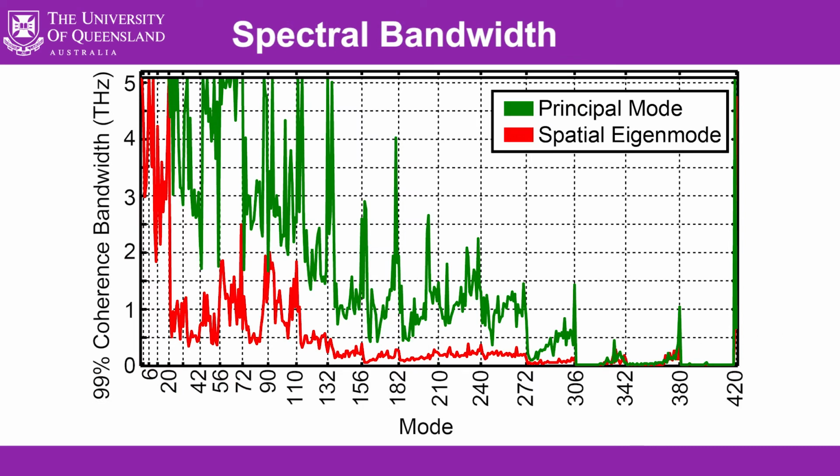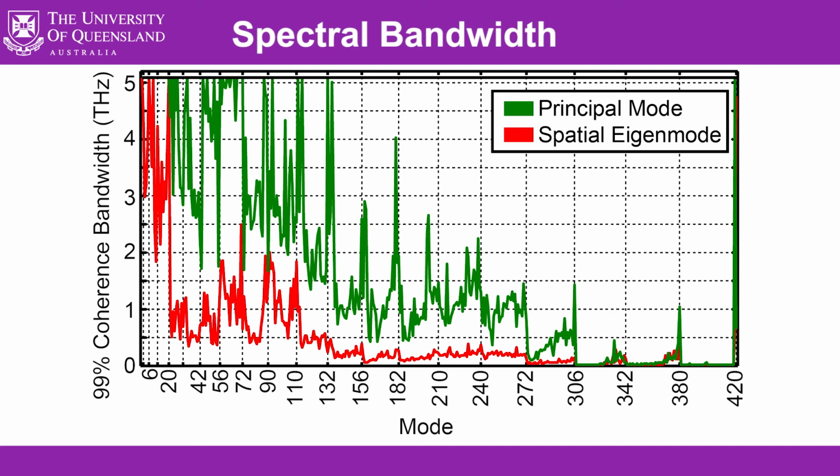And finally, here we can see a comparison of the bandwidth of the principal mode set versus the spatial mode set. So the measure of bandwidth here is the bandwidth over which the beam maintains 99% spatial coherence. If the output beam is changing a lot, then as you increase the bandwidth of your source, the output will become a mixed state of many spatial states and it will lose spatial coherence.